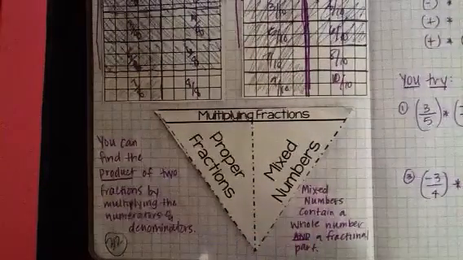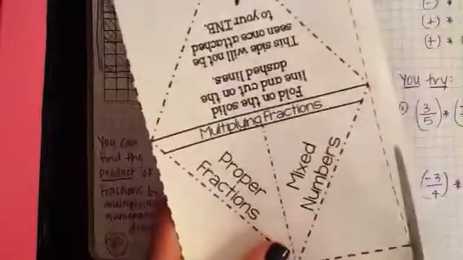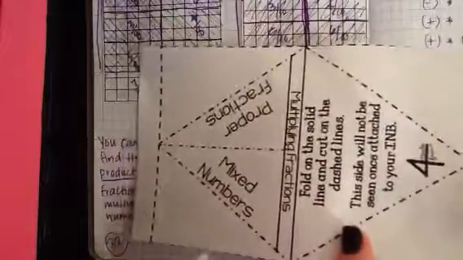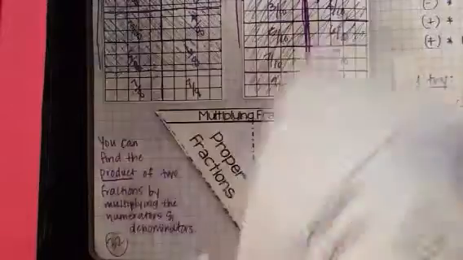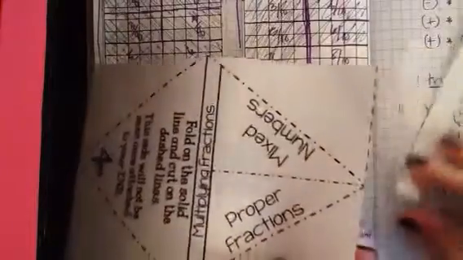I'm going to show you how to cut this foldable because it's a little bit different than some of the ones that you've done so far. You want to cut around the box, like you normally do. What's different about this one is that it has more dotted lines across the sides.